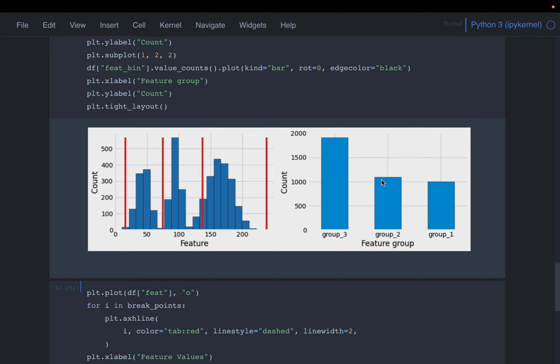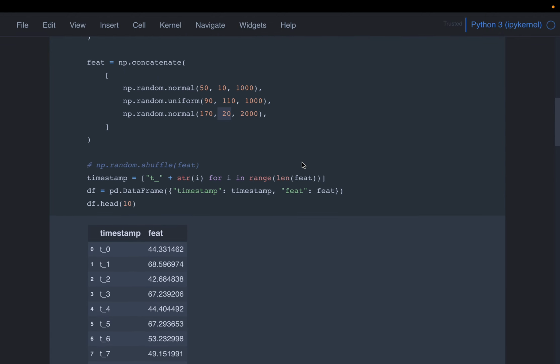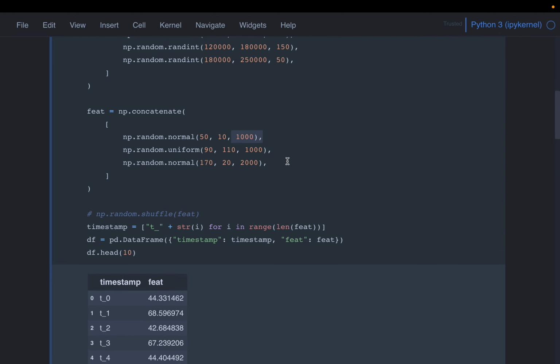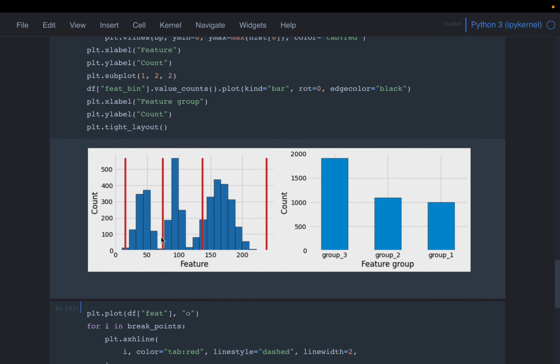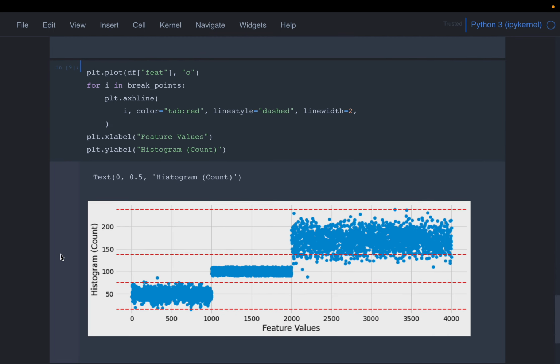Probably some 100 points extra, whereas group 1, which is clearly separable from groups 2 and 3, has the exact number of points we had when we constructed the data. As you can see here, group 1 is a normal distribution spread from here to here. It has the exact number of data points as we generated, whereas some of the data points from group 3 have been distributed to group 2, which we can see from the plot below as well.